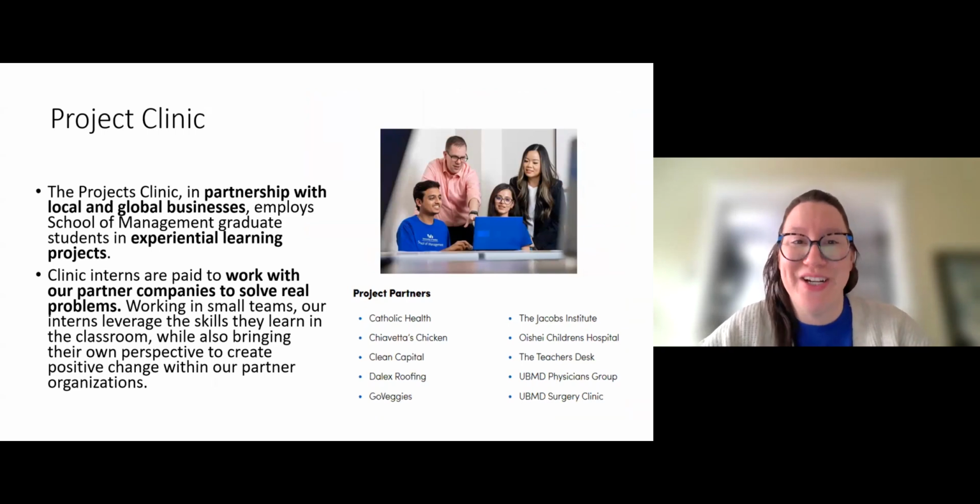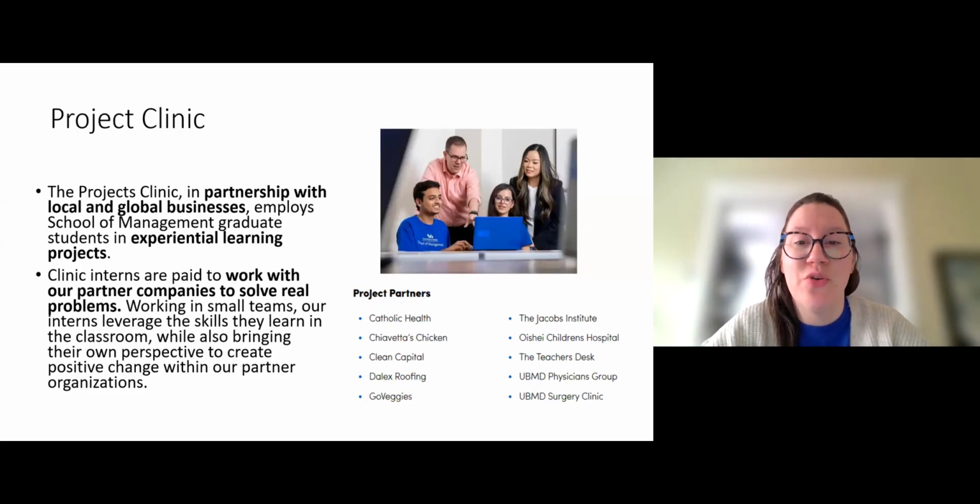We also have the project clinic, which I think is very unique to our School of Management. So the projects clinic is in partnership with local and global businesses and employs School of Management graduate students in experiential learning projects. And our clinic interns are actually paid to work with partner companies to solve real problems. So you get the experience of working on a real project for a real company, and you also get paid to do it.